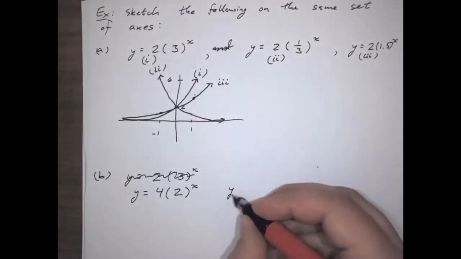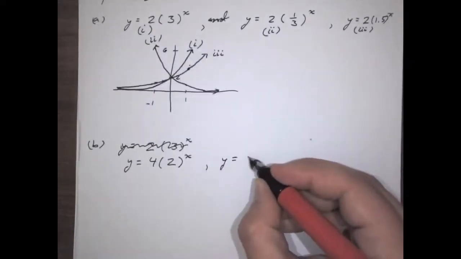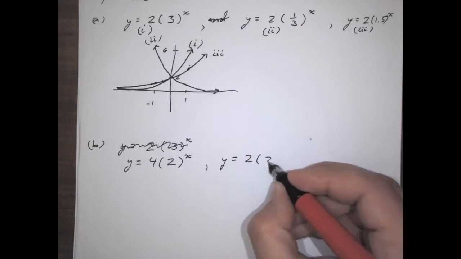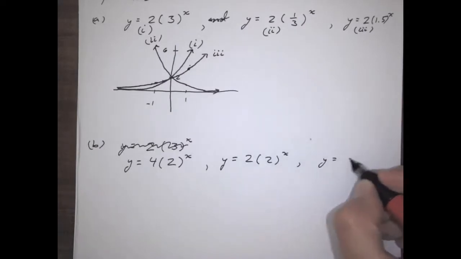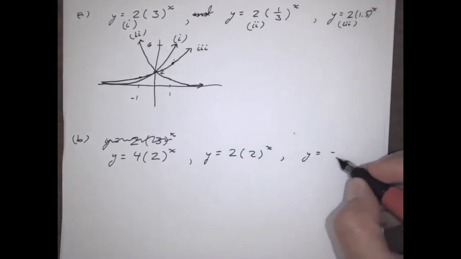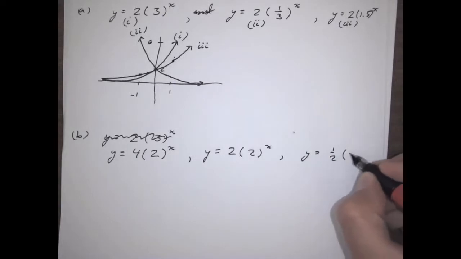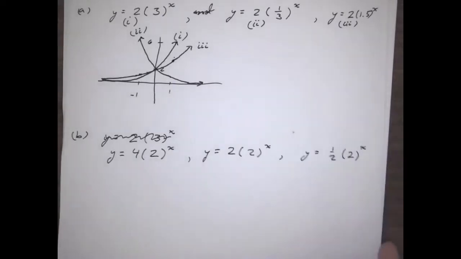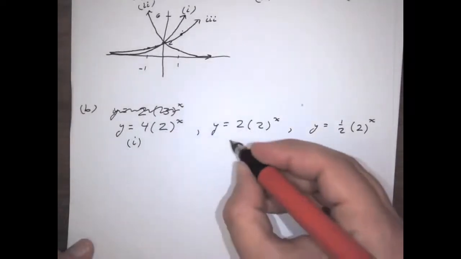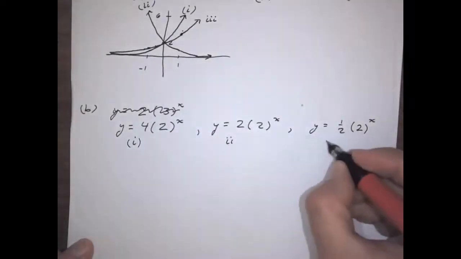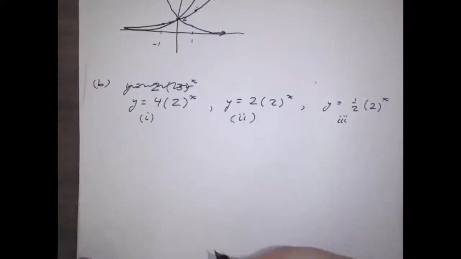Y equals, now let's say 2 times 2 to the x. And let's say y equals negative, not yet, make it 1/2 times 2 to the x. We'll deal with negatives and such when the time is right. So that'll be a 1, that'll be a 2, and that'll be a 3. Okay.